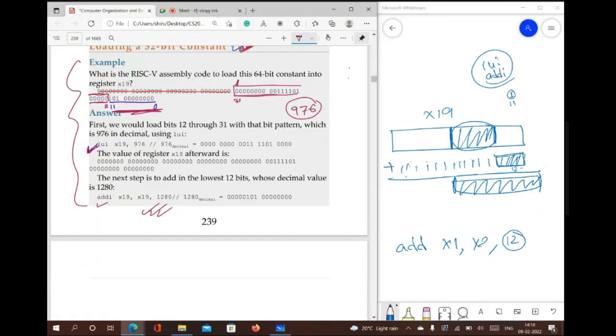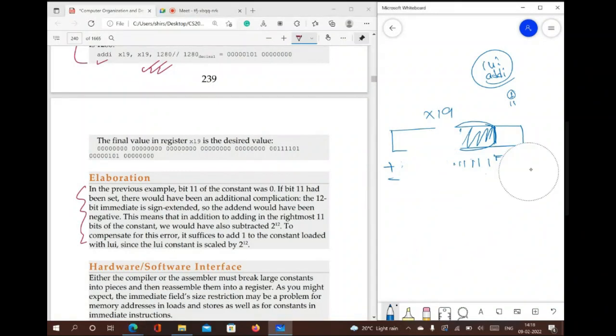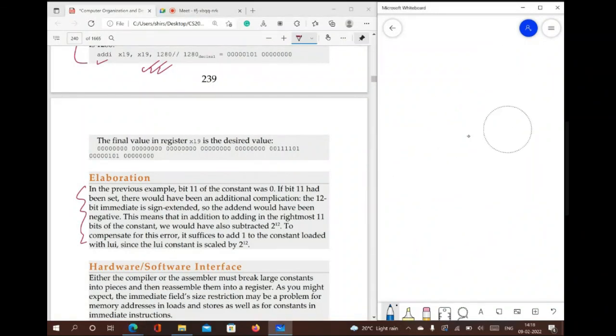So if you go to this section, they have explained it, and they have also given an idea how to solve it. So I'll not explain this. Try to do it yourself: if the 11th bit is 1, then how can you handle the problem that I have explained here? If it is not clear, then let me know. I'll explain in some other lecture.